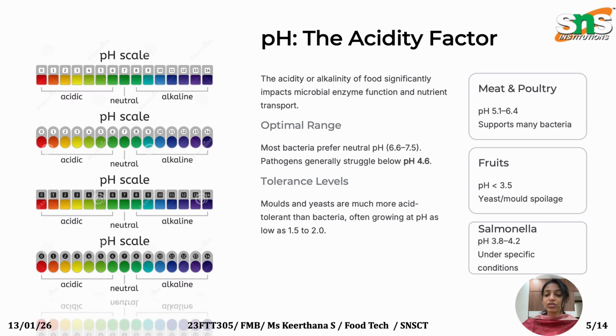In fruits, with pH below 3.5, mainly yeast and mold are going to grow. Salmonella can survive near pH under 4 under special or optimal conditions. That's why acidic foods like pickles and citrus foods are naturally safer.